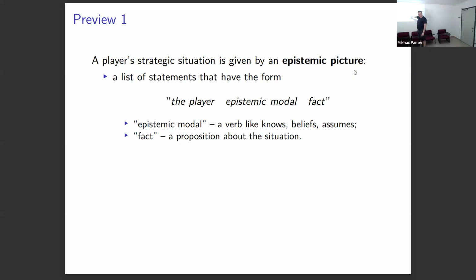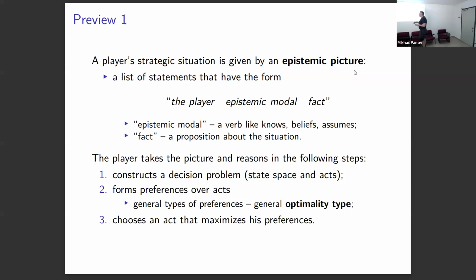So far informally, but each statement has the following form: the player himself, then some verb, like know, assumes, believes with probability P, and so on. That's called modality, epistemic modality. A modal verb for epistemic modality, and then some proposition about the world, about the situation in which he is. For example, I know that you are Russian, or I know that you believe that I am Russian. Statements like that.